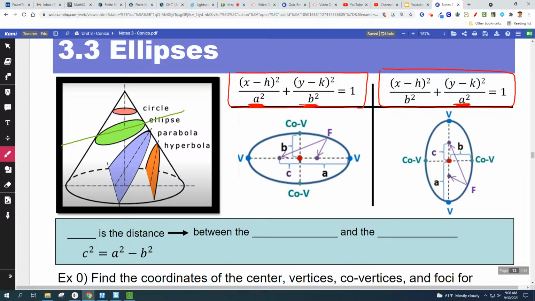If those numbers happen to be the same, they would be stretched the same, which would not make it an ellipse. It would make it a what? That'd be a circle. Okay, so that could happen. You might see that come up. If they're stretched the same, that's going to be a circle, though. If one of them is stretched more, it's stretched in that direction.